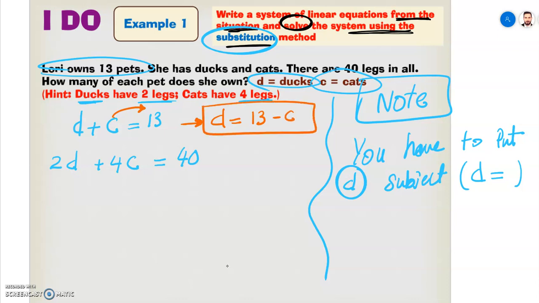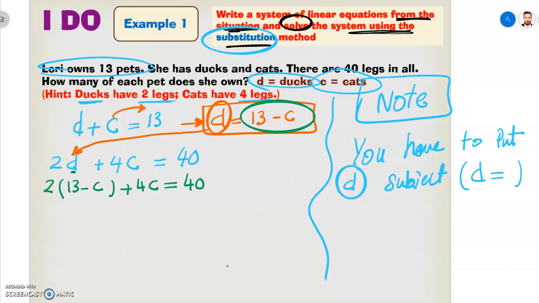Yes, mister. You know why I'm doing it like this? Because I have to use D as here and I have to substitute it here. That means I have to replace the letter D so that all the equations have C, to get the value of C. Okay, let's continue. Now I'm going to write the second equation as it is, but I will not write D. I will write 13 minus C, plus 4C as it is, equals 40.